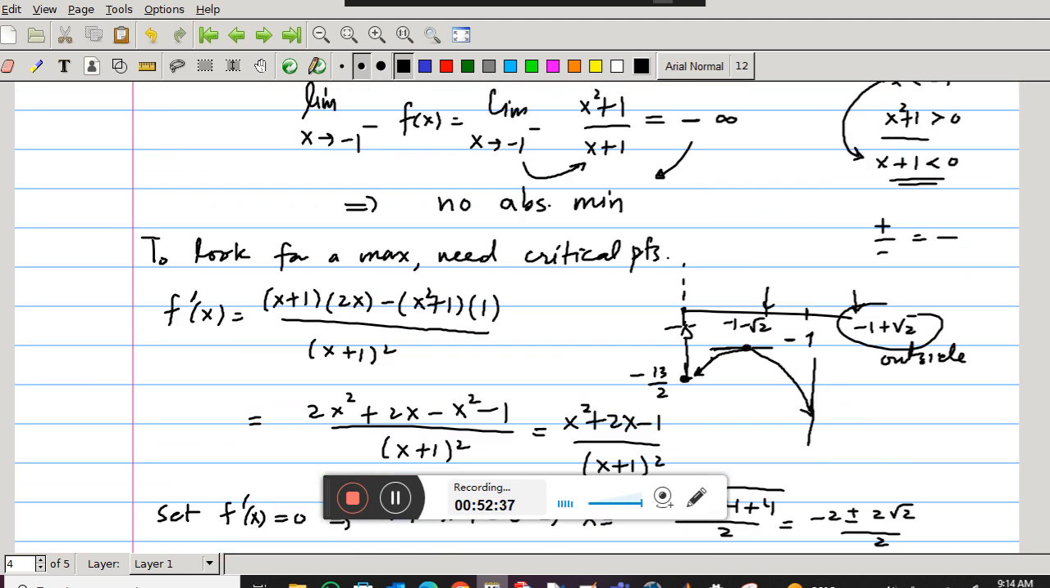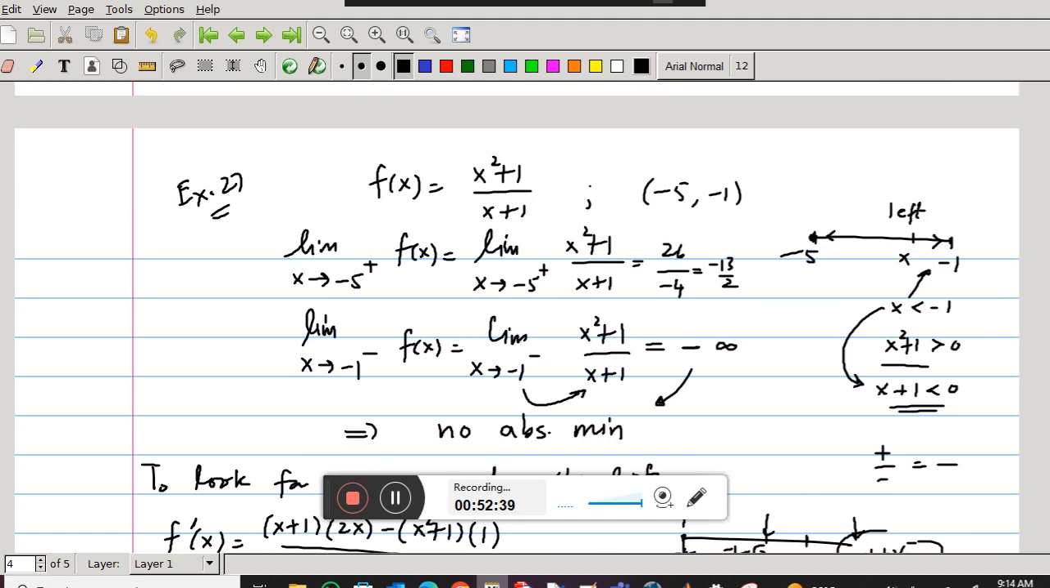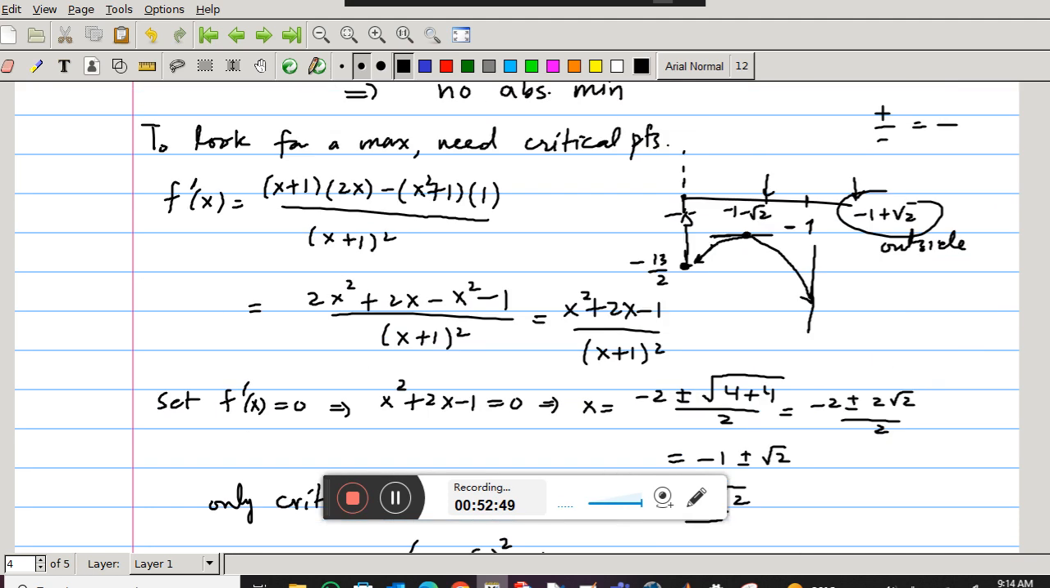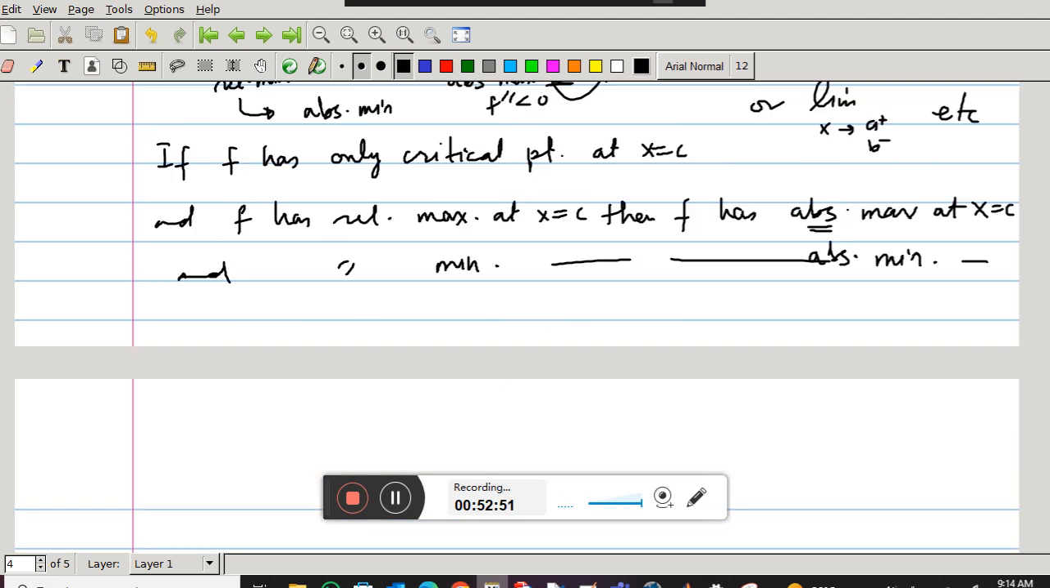So it means if I check the critical points first, and there is only one critical point, I don't need to check the limits. I will just look at the second derivative, whether it's positive or negative, right?